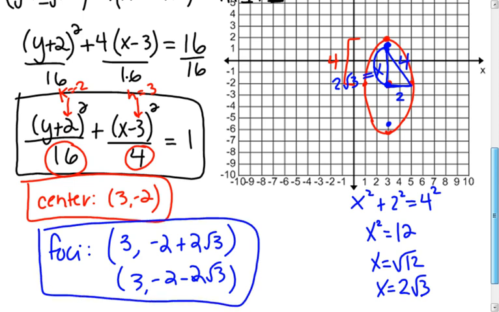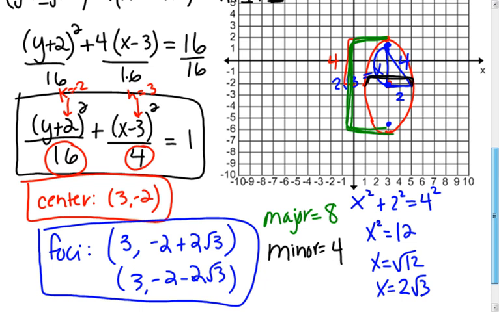Okay, then if we talk about the length of your major axis, your major axis, of course, is this distance here, all the way down to the bottom, which we know is 8. So your major axis is 8 long. And then your minor axis, of course, is this distance from here to here, which we know is 4. Okay, and we have found everything we need to find. And that'll do it.